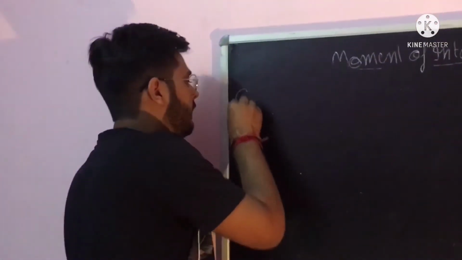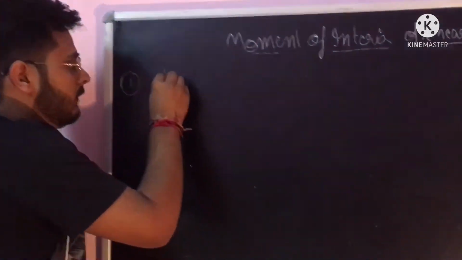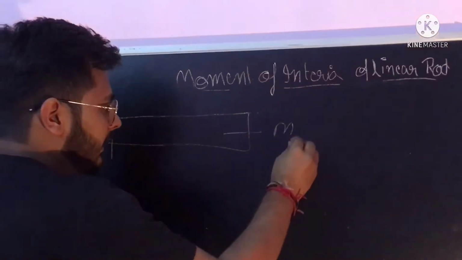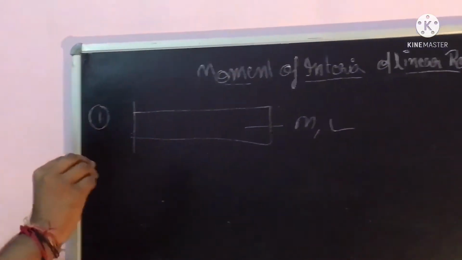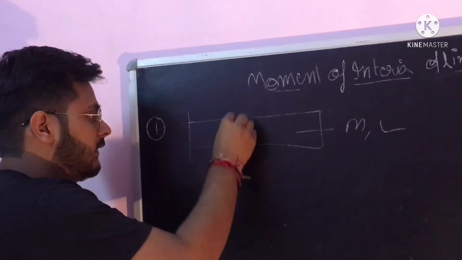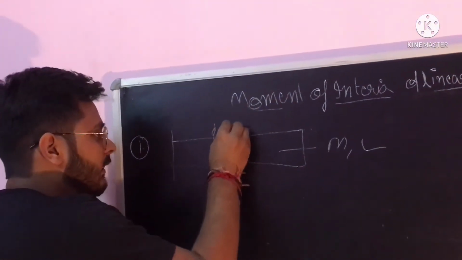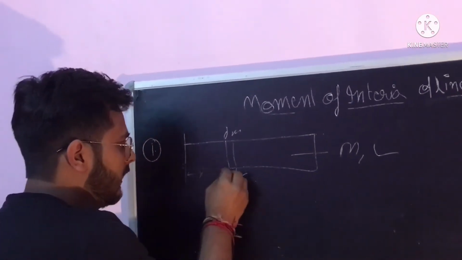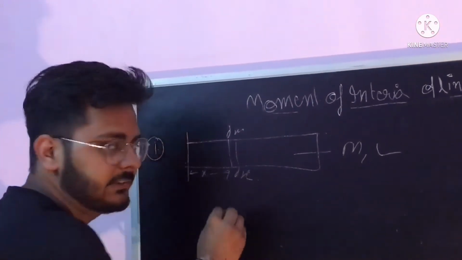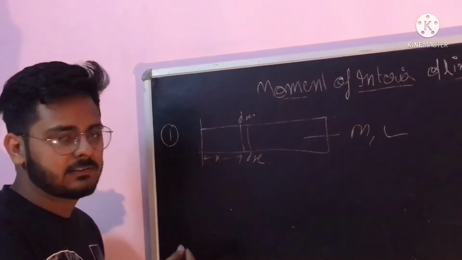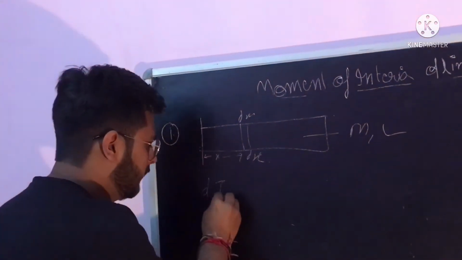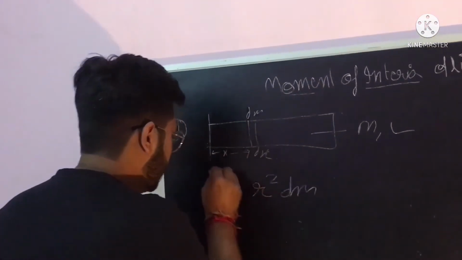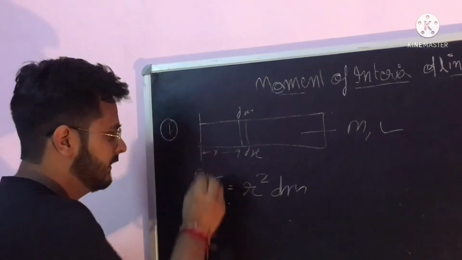Now in the first case, we will find the moment of inertia about this axis. This rod has mass m and length l. To find its moment of inertia, we have to consider a small mass dm having length dx, at a distance x from the axis. As you know, for continuous mass, the moment of inertia has the formula I = ∫ r² dm, now here r is the distance x.